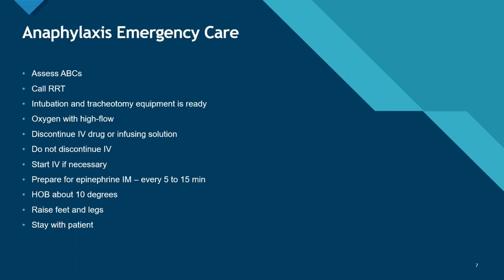Now, if they become hypotensive, if you can get it higher, yes, but head of bed at least 10 because it's just for aspiration precautions. But if they're hypotensive and you have their head up, you're going to have to lower it. Raise their feet and legs, and always stay with the patient. So once again, these aren't in any specific order other than always ABCs are your priorities. But you know, the inability to administer the epinephrine increases the patient's risk for death.